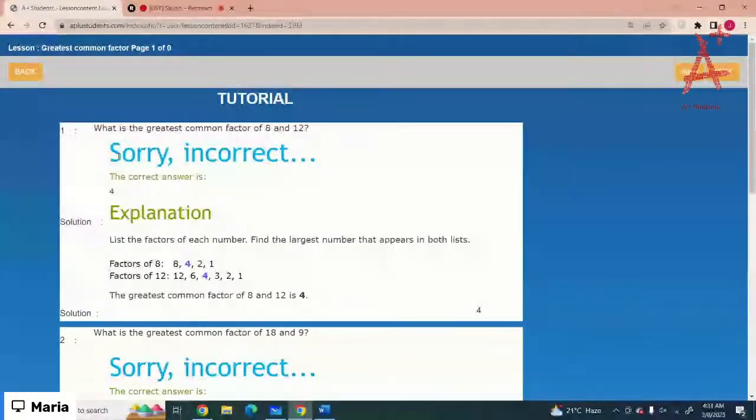Then you have to make the factors of 12: 12, 6, 4, 3, 2, 1. You have to look for the greatest common number. Like here you have 4. Also you can see you have 2 and 1, but the greatest one is 4. So the greatest common factor for 8 and 12 is 4. Got it? Okay. Let's just start with the test questions.